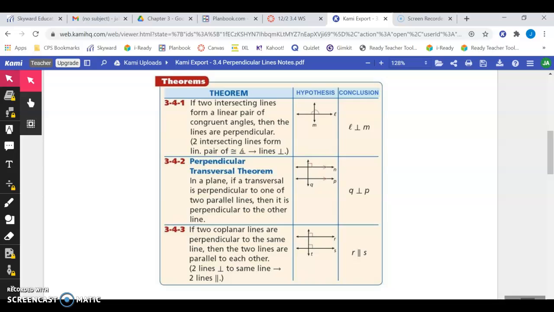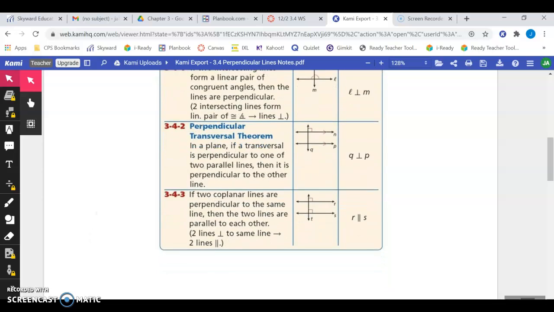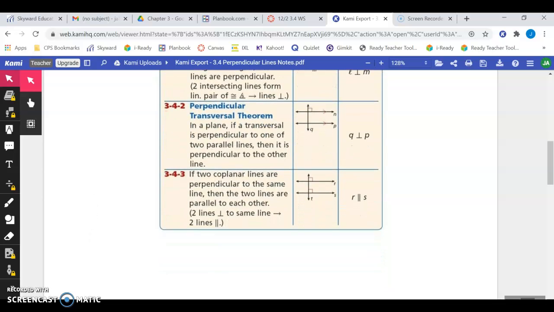Then we have the perpendicular transversal theorem. So in a plane, if a transversal is perpendicular to one of two parallel lines, then it is perpendicular to the other line. So that only makes sense. If you have lines that are parallel and they're cut by a transversal, then that transversal is perpendicular to both lines. So we could say Q is perpendicular to P and Q is perpendicular to N because of the perpendicular transversal theorem. And then if two coplanar lines are perpendicular to the same line, then the two lines are parallel.